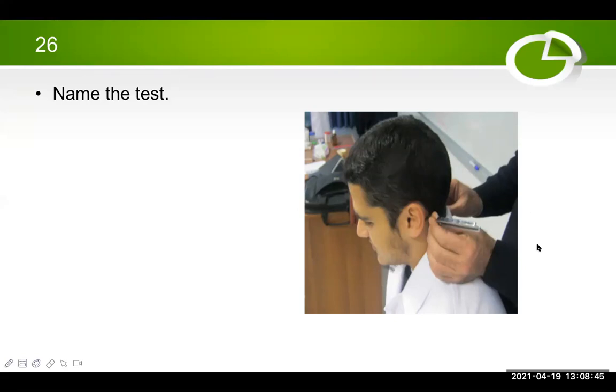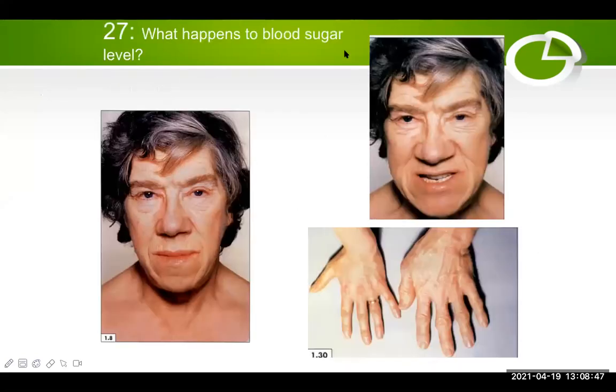Okay, wonderful. Let's move on. Now, look at this picture, and the question is, what happens to the blood sugar level? Well, first, I need to diagnose what the condition is from this picture, and then solve the question.